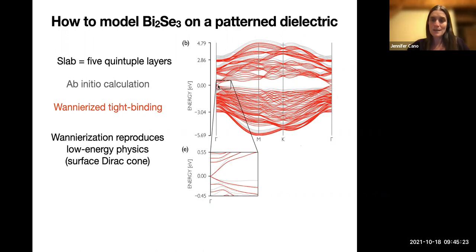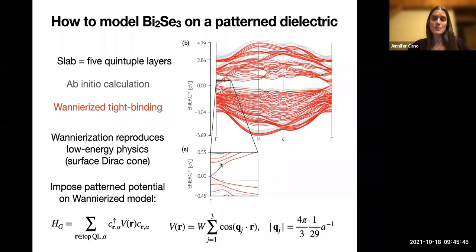And so I'm then zooming in on this Dirac cone, and what you see is that the red bands are our tight-binding model, and the gray bands are the full ab initio calculation. And near the Dirac cone, these things agree quite well. Beyond, for the higher energy physics, they differ, but for the low energy physics, they agree. And so we're pretty happy with this Wannierization.